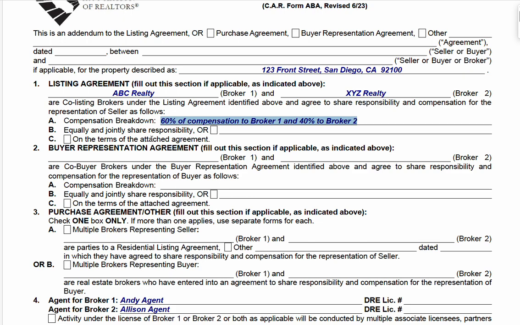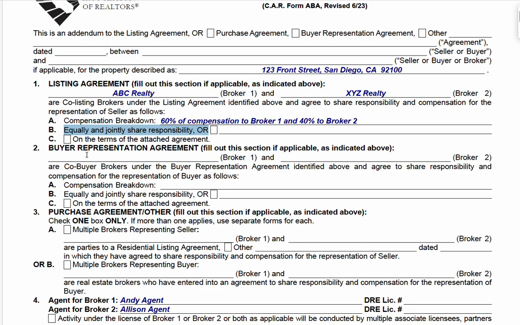Now, 1B is a little weird. It says equally and jointly share responsibility. I don't like how it doesn't say compensation. Responsibility itself is kind of vague, but we move on. Or, so if you check this box, none of this? Or is this supposed to be part of this? This isn't clear in terms of what this is. Is this part of A? If so, why is it on B? And if you check "or," it basically eliminates what precedes it. So 1B is worthless. This is a worthless line. This should be ignored entirely. 1B is no good.